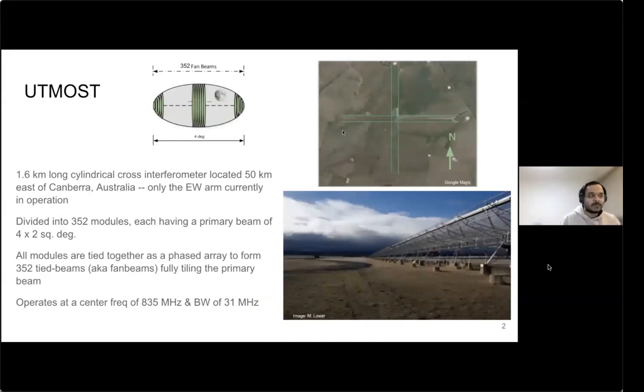I have been working with the ASKAP radio telescope for my PhD. So CRACO is a 1.6 kilometer long cylindrical cross interferometer located 50 kilometers east of Canberra. Here in the Google Maps image, you can see the two perpendicular arms. The east-west arm has been in operation for the past few years. The north-south arm is just coming online. The east-west arm is divided into 352 individual modules, each of which has a field of view of roughly 8 square degrees. The 352 individual modules or elements are phased together to form 352 tied beams, which fully tile the primary beam of the telescope. We currently operate at a center frequency of 835 megahertz and have a bandwidth of 31 megahertz.